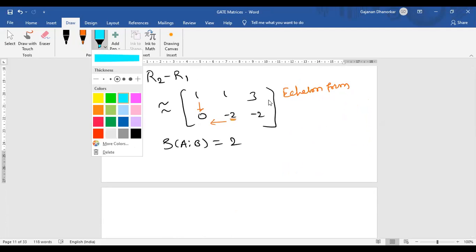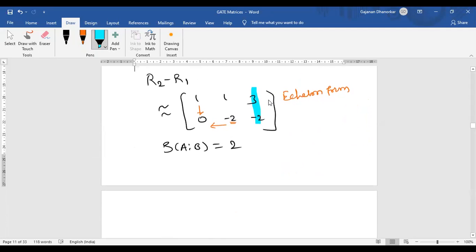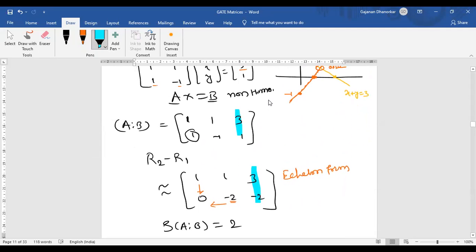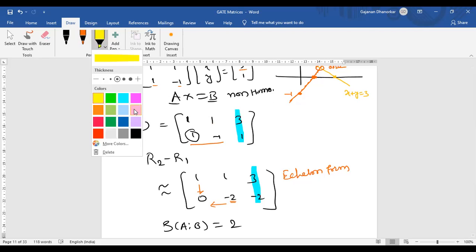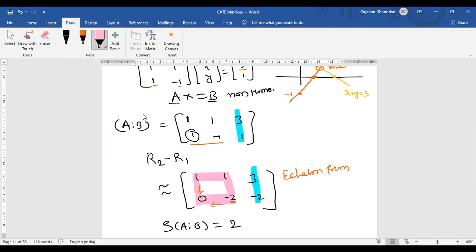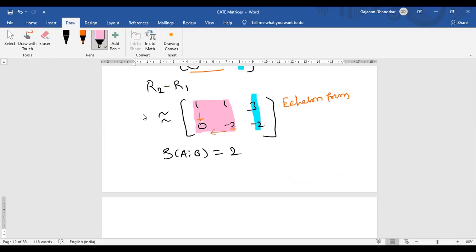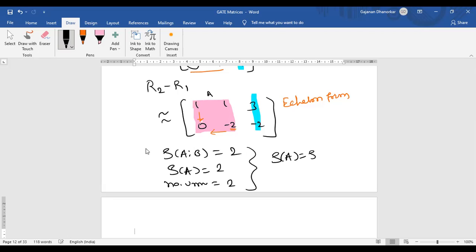I will drop here and write this column for matrix B. This is the B matrix, and this remaining part is the A matrix. Now tell me, what is the rank of matrix A? This is my A matrix, rank 2. The rank of A is 2, the rank of B is 2, and the number of unknowns is equal to 2. So I write: rank of matrix A is equal to rank of augmented matrix AB, which is 2.